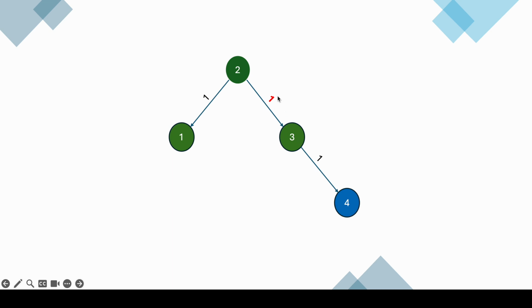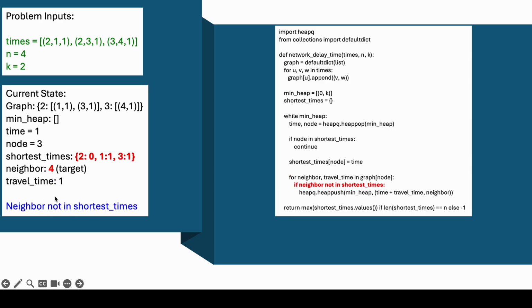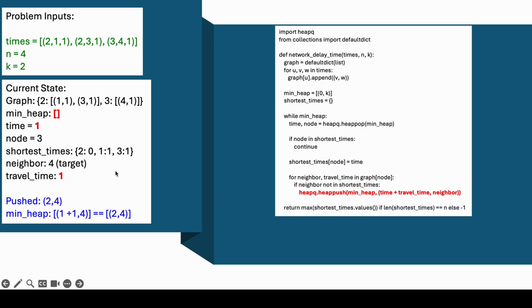So here from 2 to 3, it takes 1 unit of time to get there. And now, as you can see, it is added to the shortest time. Again, we're at node 3, and that's going to help us with the graph here, because we're going to go from node 3 to 4. It takes 1 unit of time, and that's what this means right here. So now, is the neighbor, which is 4, in shortest time? As you can see, it's not here. Because it's not here, this will return true, and we're going to go into the if statement.